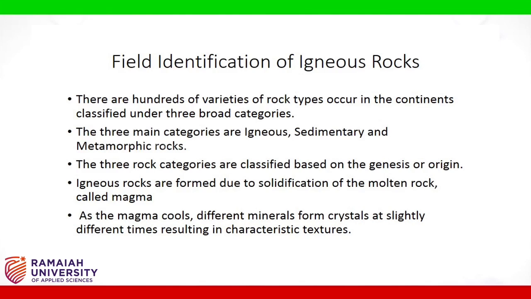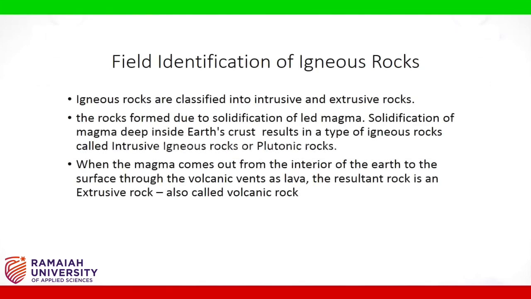Igneous rocks are formed due to the solidification of the molten rock called magma. As the magma cools, different minerals form crystals at slightly different times, resulting in characteristic textures. Igneous rocks are classified into intrusive and extrusive rocks.